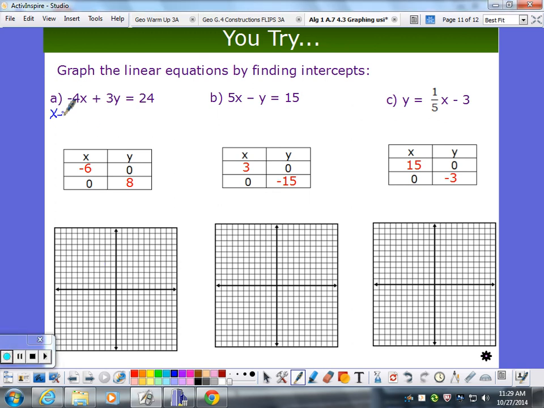You can just say x-intercept occurs when y equals 0, right? I don't personally use the chart. It's there to make it easier, I hope. So -4x plus 3 times 0 equals 24. -4x equals 24. That means x is -6. So here I'm at (-6, 0).